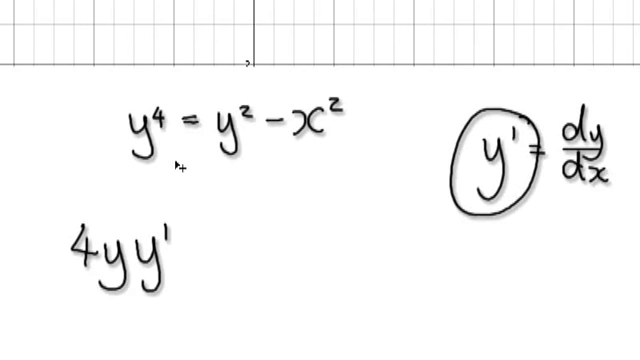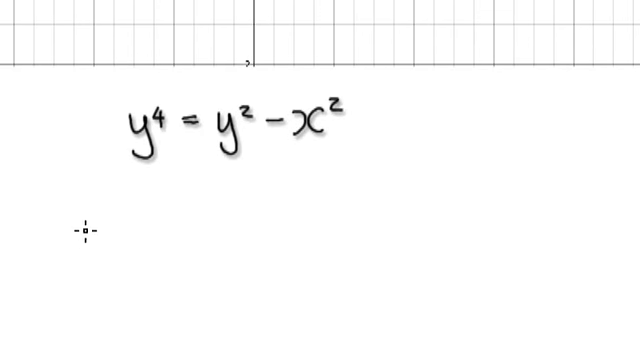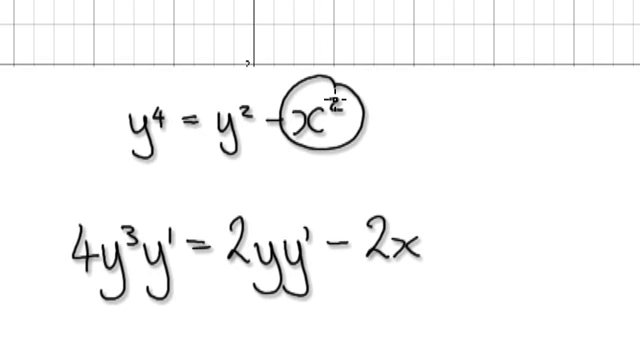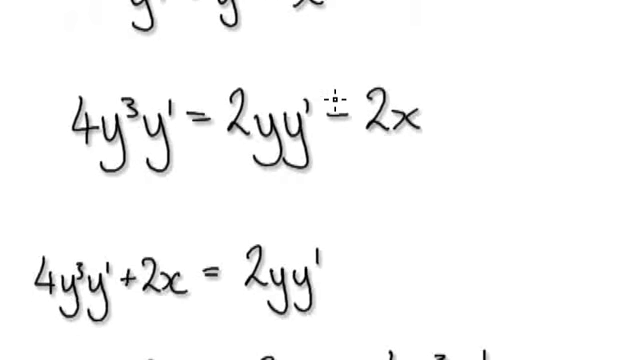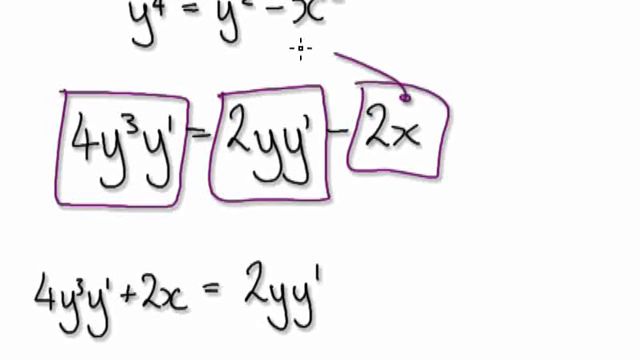Okay, so let's start again. Differentiate this: this will be 4y to the power of 3 times y prime. And then this one here, differentiate this: this will be 2y times y prime. And then here it's just x, so differentiating this will give you 2x. Now visualize it as one block equals this block here. Get all the y primes on one side.